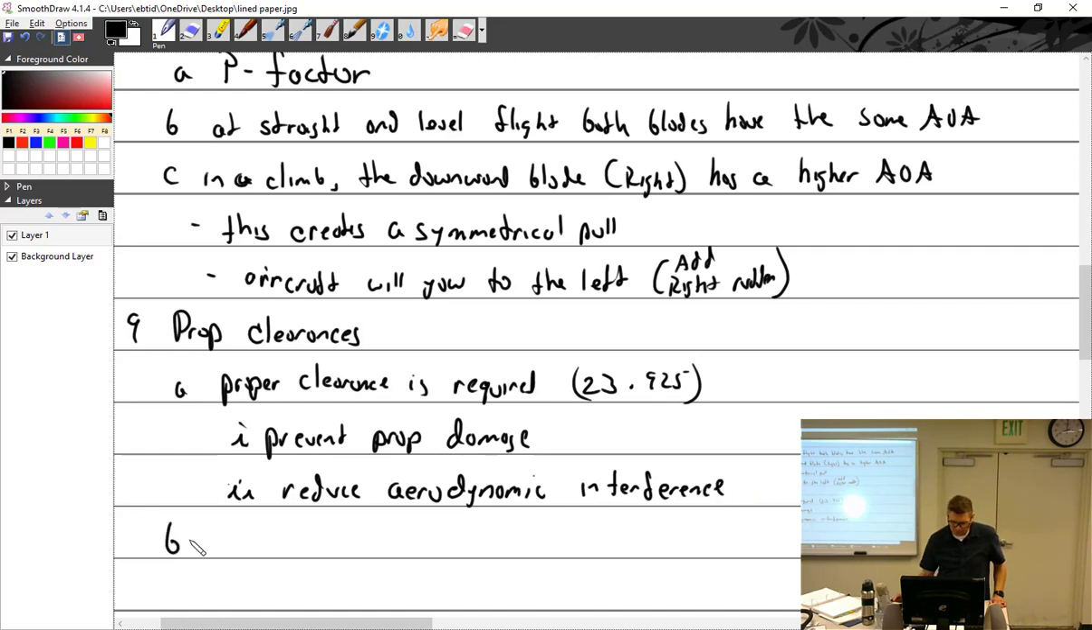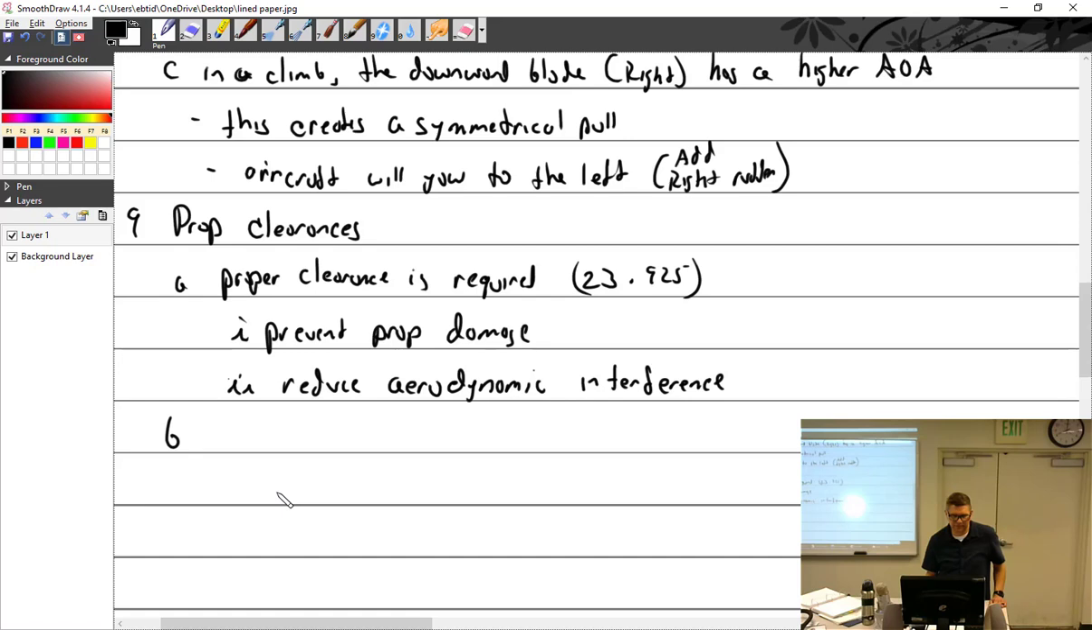On a tricycle geared aircraft. Hey, by the way, if I said a conventional geared aircraft, what does that look like? What came first? Tailwheel. That's conventional.